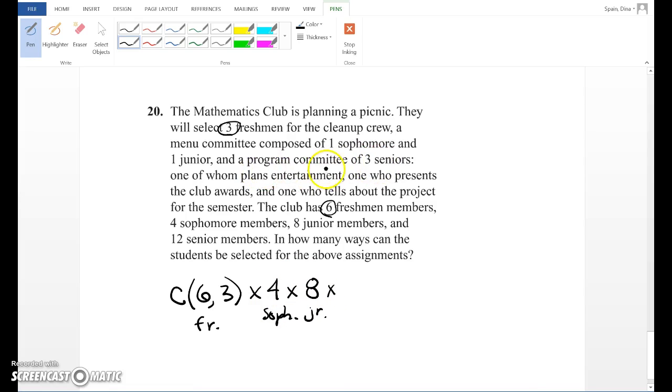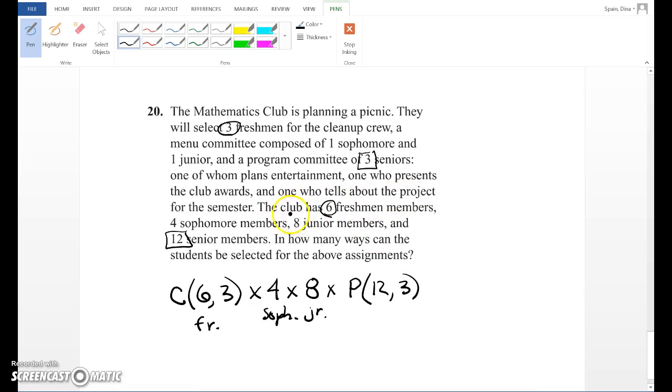All right. And a program committee of 3 seniors, 1 of whom plans the entertainment, 1 presents the club awards, and 1 tells about the project for the semester. Right? There is a distinction between those 3 seniors and I've got 3 seniors. There's a total of 12. All right, since they explained their different job duties, that's why we used a permutation here. There were 12 seniors total. We're picking 3 of those.